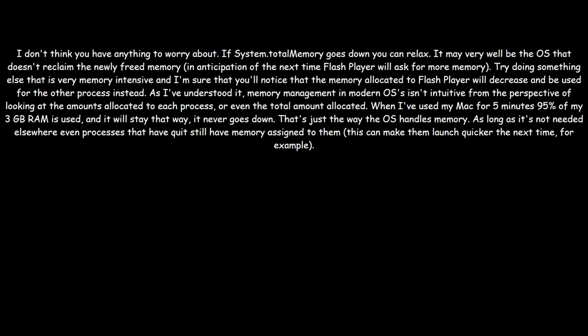As I've understood it, memory management in modern OSs isn't intuitive from the perspective of looking at the amounts allocated to each process, or even the total amount allocated. When I've used my Mac for 5 minutes, 95% of my 3 GB RAM is used. And it will stay that way. It never goes down. That's just the way the OS handles memory. As long as it's not needed elsewhere, even processes that have quit still have memory assigned to them. This can make them launch quicker the next time.